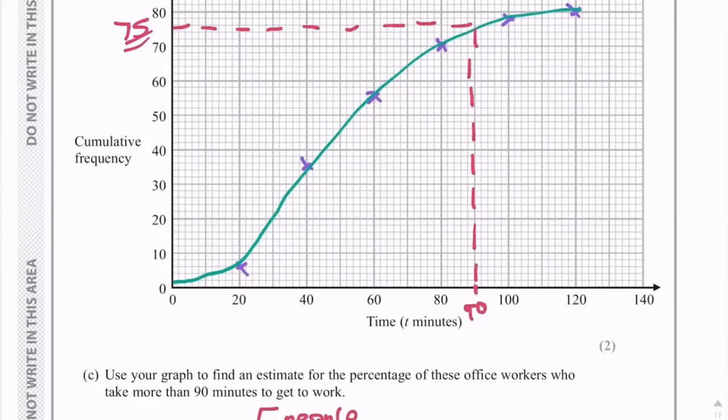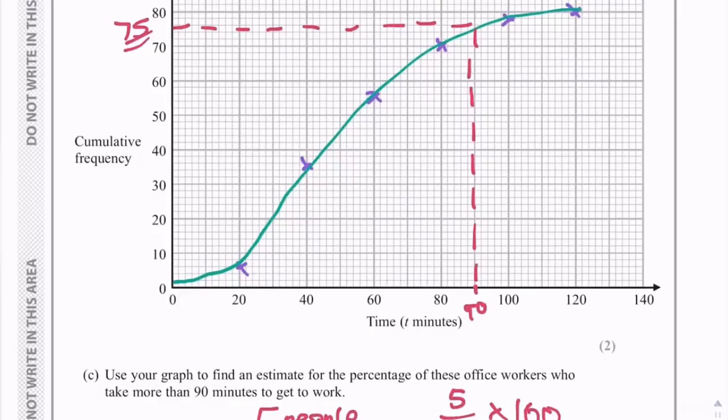Okay, 5 people take longer than 90 minutes. So I need to work out what that is as a percentage of these 80 people. We can just type that in as a fraction onto our calculator, 5 out of 80, and then times that by 100. Probably the easiest way to actually work this out as a percentage. You can do that on a calculator.